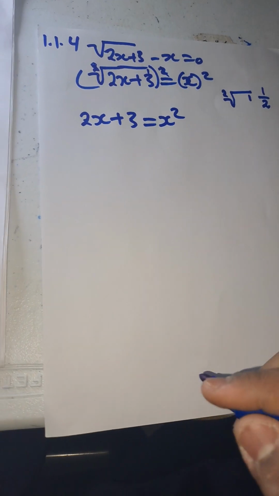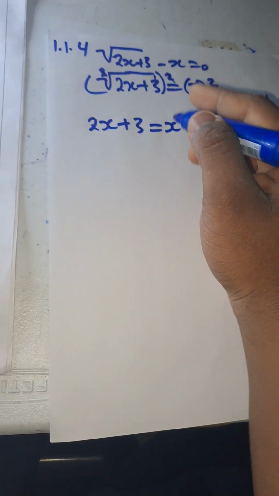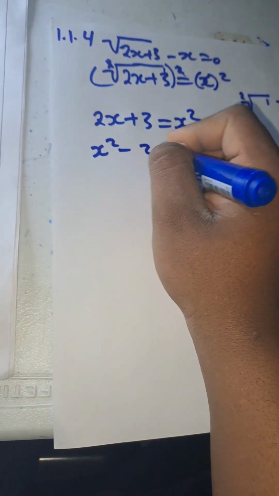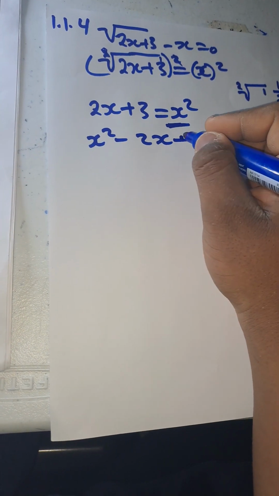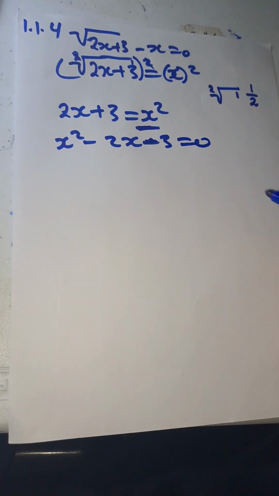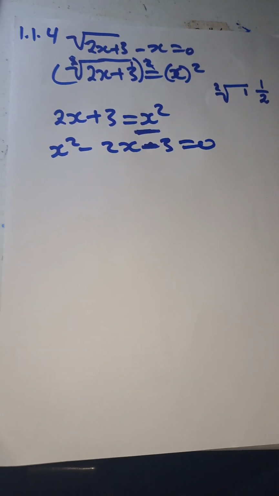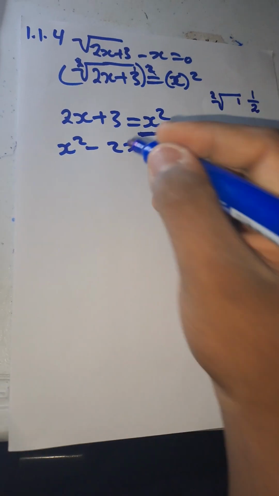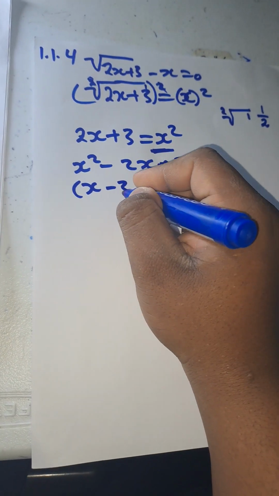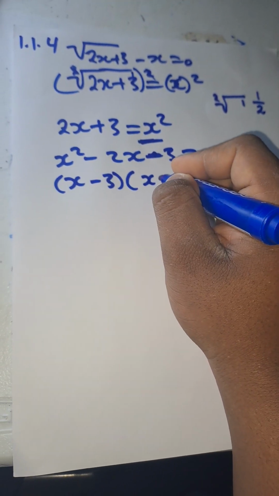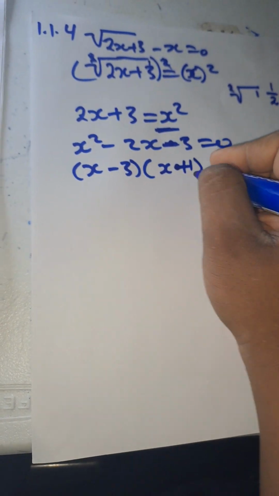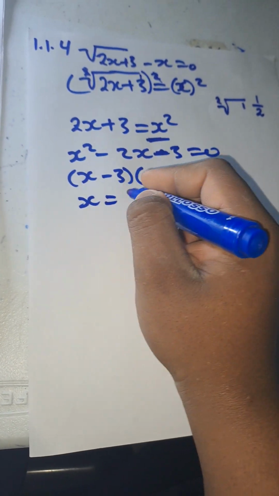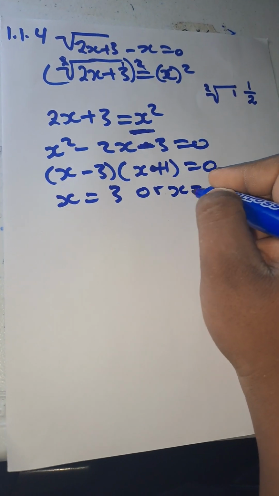Now solve for x. Let me take everything to the other side, since my a is positive. I'll have x squared minus 2x plus 2x minus 3 is equal to 0. And then I'm going to factorize. You can also use the quadratic formula, I don't have a problem with that. I'm going to factorize because these are easy equations. (x minus 3)(x plus 1). And then I'm going to say x is equal to 3 or x is equal to -1.